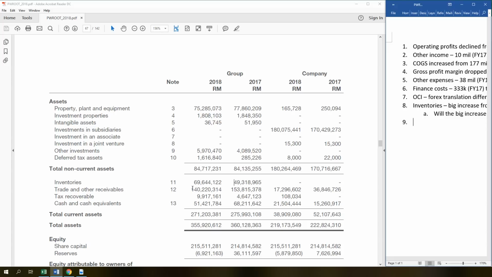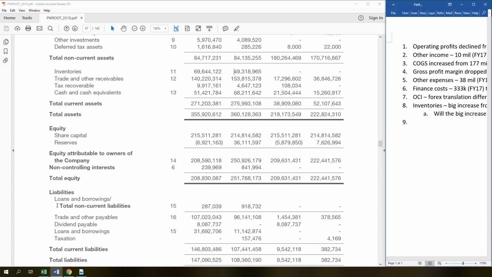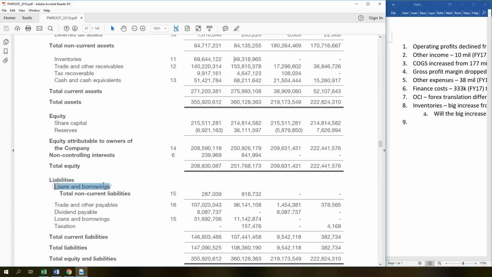Trade and other receivables? Nothing alarming here, but we have to check note 12. Let's move on. Loans and borrowings. Okay, you can see there was about, I think, 20 million of new borrowing. We will check the gearing later in note 15. Trade and other payables. Nothing alarming here, but we will check note 16 later.